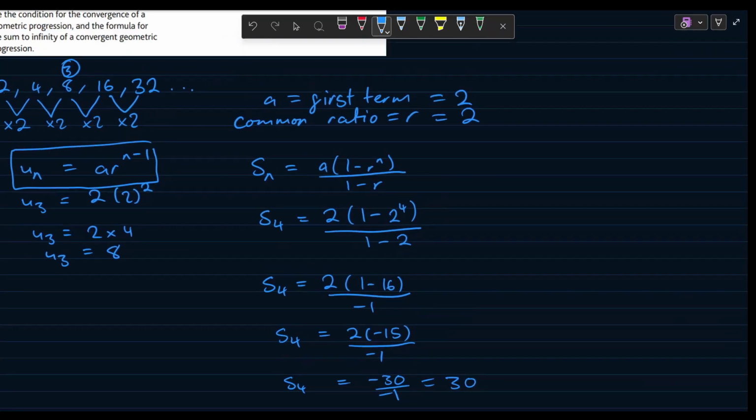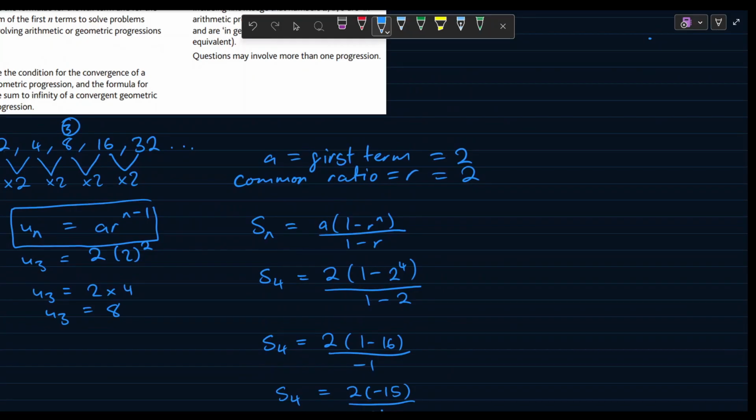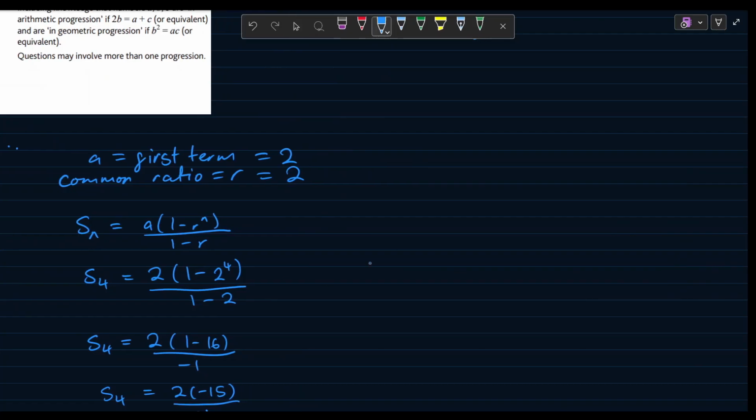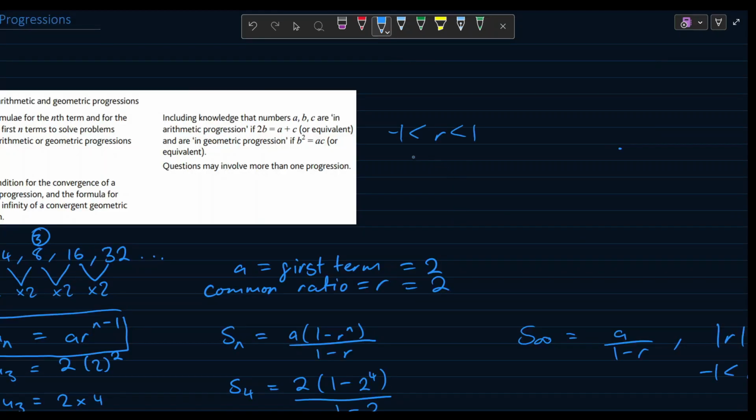And now, instead of stopping here, for geometric progressions we actually have one more formula, and that's the formula for the sum to infinity. Okay, so the sum to infinity is equal to a over 1 minus r, and r must be a fraction. So this means that r must be between negative 1 and 1 for us to have a sum to infinity.